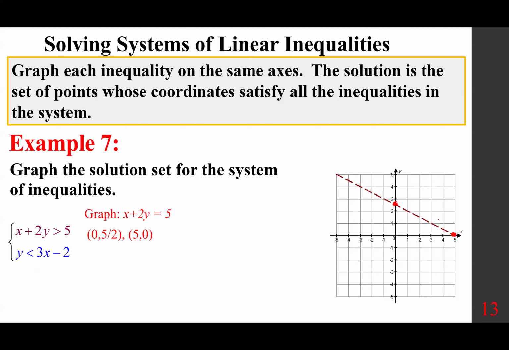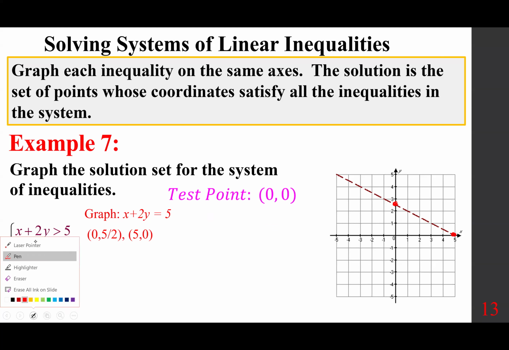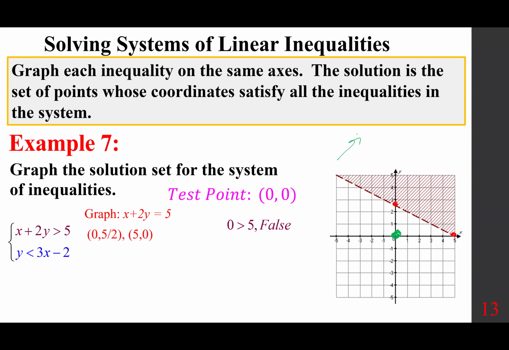The second one, y equals 3x minus 2. And for this one, we do the test point. (0, 0) is the best test point if it's not on the graph. If I put the (0, 0) into the original inequality, I get 0 plus 2 times 0, which is 0 larger than 5. And that makes it a false statement. And so if (0, 0) makes it false, the opposite side is the solution. So you shade the opposite side, okay? So we're done with the first one.